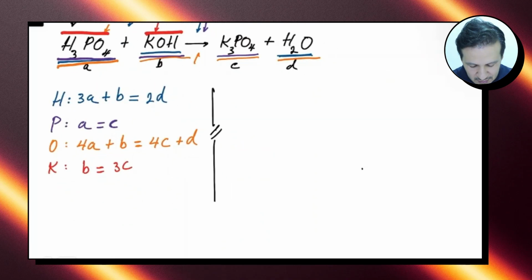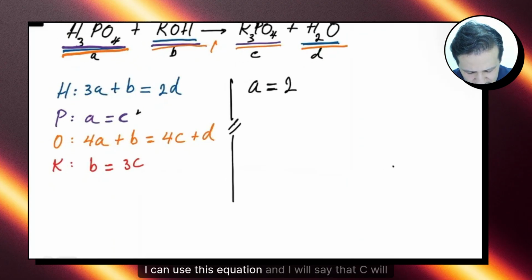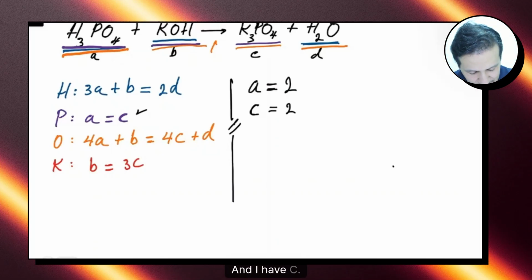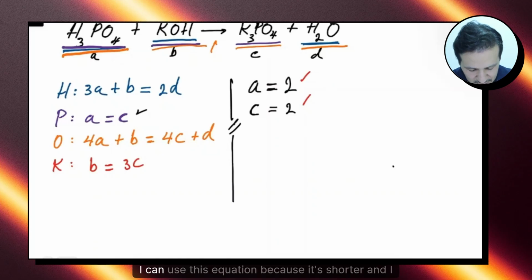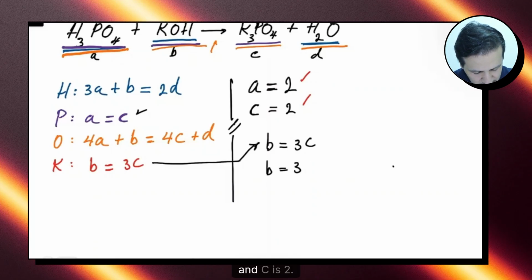Now, I will pick a letter and a number. For me, A equals 2, as in the previous example. If A equals 2, I can use this equation and I will say that C will also equal 2 because A is 2. Now I have A and I have C. Now using equations, I can use this equation because it's shorter and I already have the value for C. So I will put the equation again. I will put B equals 3C and then I will replace B equals 3 and C is 2.